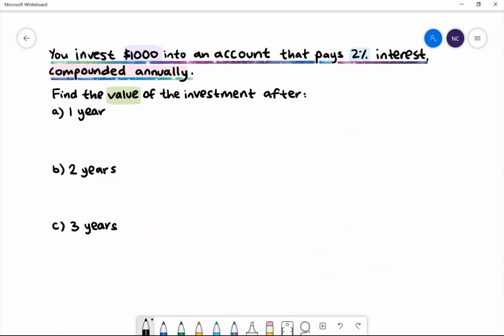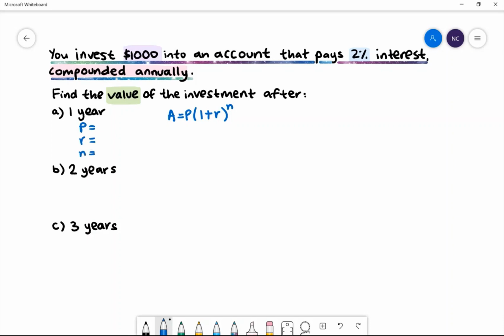Here is our first example. You invest $1,000 into an account that pays 2% interest compounded annually. Find the value of the investment after 1 year. Here we'll need to use the compound interest formula, which is the amount is equal to the principal multiplied by 1 plus r to the power of n. First, we need to find P for principal, R for rate, and N for the number of times the interest is compounded.